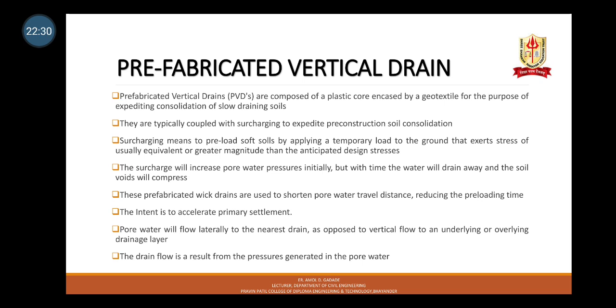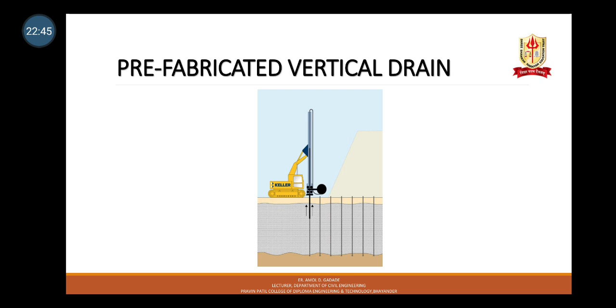Pore water will flow laterally to the nearest drain as opposed to vertical flow to an underlying or overlying drainage layer. The drain flow is a result of a pressure generated in the pore water. This is how prefabricated vertical drains work.